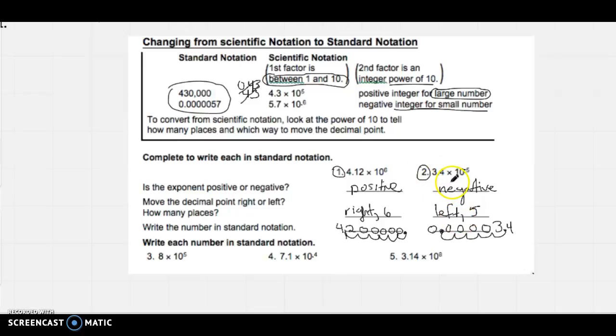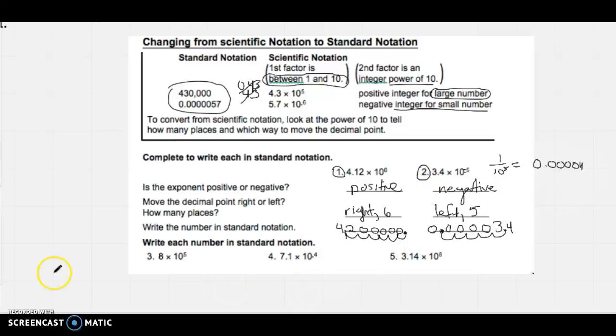So this number, 3.4 times 10 to the negative 5th, is equal to that. Because remember, 10 to the negative 5th is 1 over 10 to the 5th, which you guys learned last lesson is really equal to 0.00001. So I'm multiplying 3.4 times 0.00001, and this is what it ends up being. Okay, so that's how you go from scientific notation to standard notation.